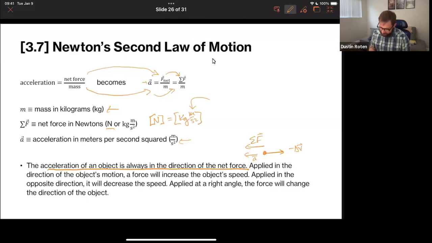If we apply forces, maybe we're traveling this way. If we start doing crazy things and start applying forces off to the side, that changes our direction. That's literally how we turn. Okay, so we can change our speed and our direction if the summed forces actually point, if that net force points in a different direction.